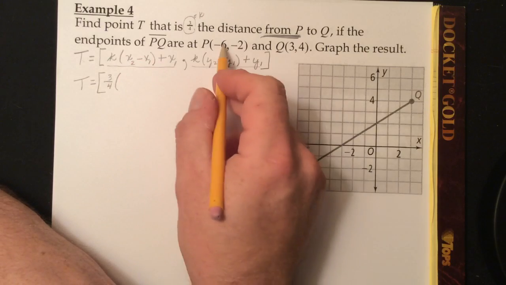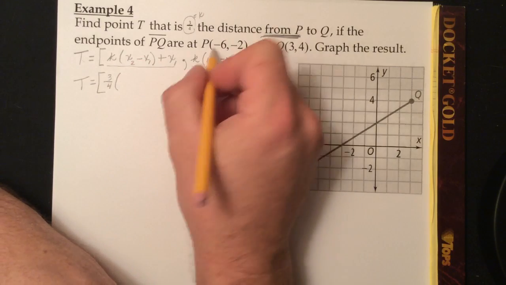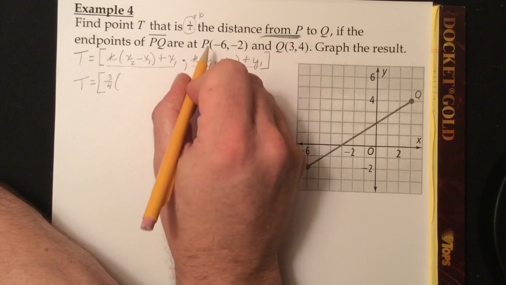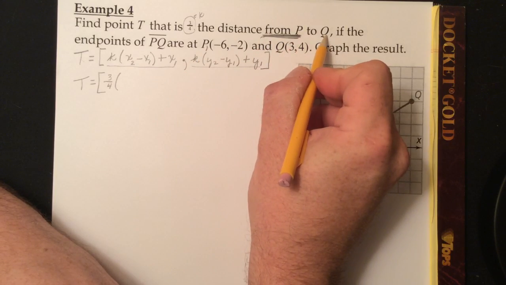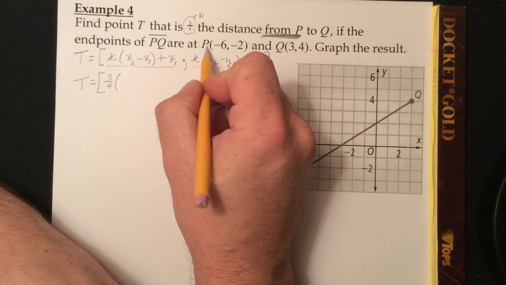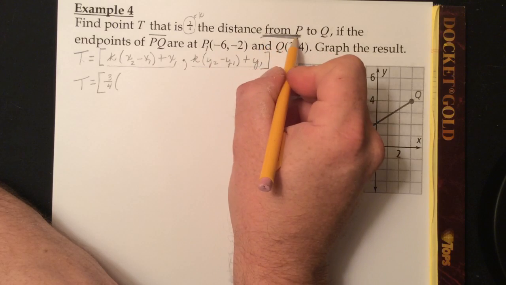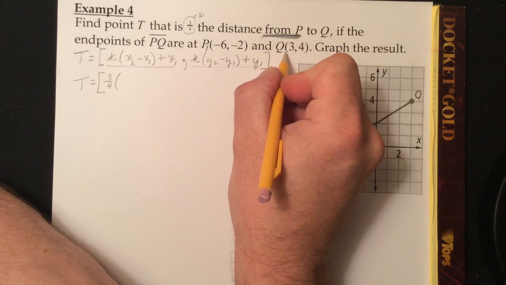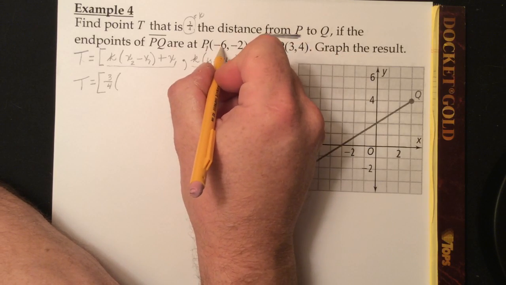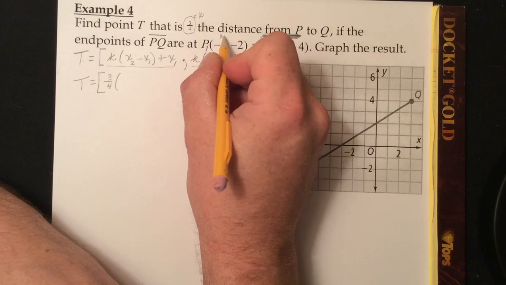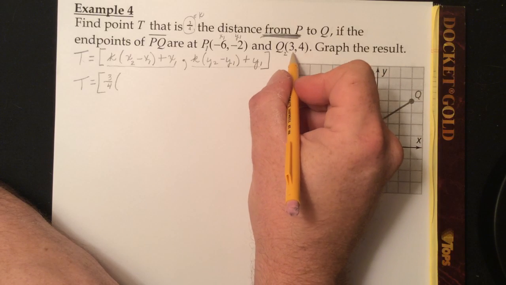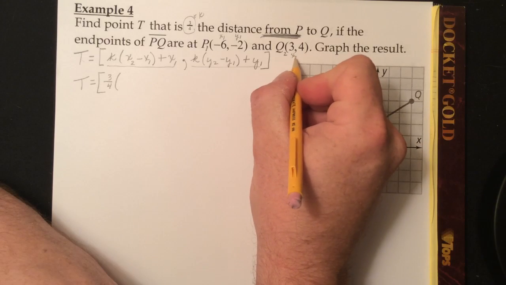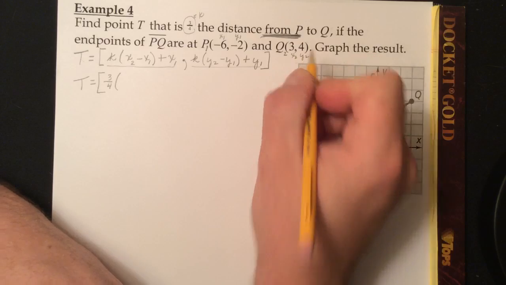times, we need to have values for both of these. So let's let P be our first one. Now it's important that we let P be our first one because we're going from P to Q. It's not like with the midpoint or distance where it doesn't matter. We're going to have to start with the one that they want us to measure from. And then Q will be our second point. So that means -6 is the x1 and -2 is y1. Over here, 3 is going to be x2 and 4 is going to be y2.